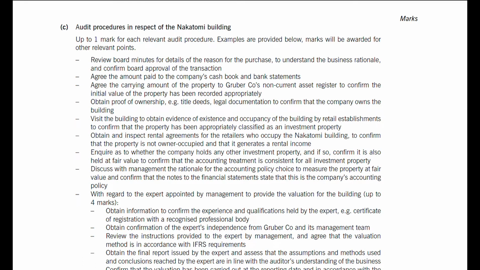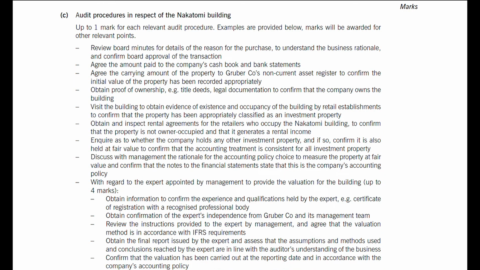Agree the carrying amount of the property to group accounts non-current asset register, to confirm the initial value of the property has been recorded appropriately. Obtain proof of ownership, for example title deeds, legal documentation to confirm that the company owns the building. Obtain evidence of existence and occupancy of the building by rental establishments to confirm that the property has been appropriately classified as an investment property.